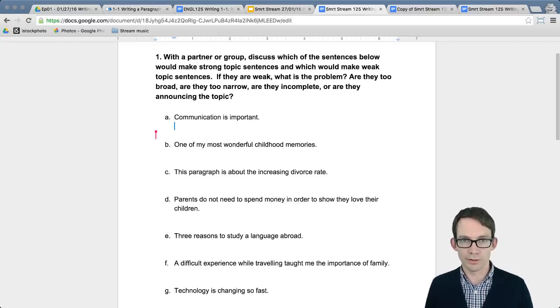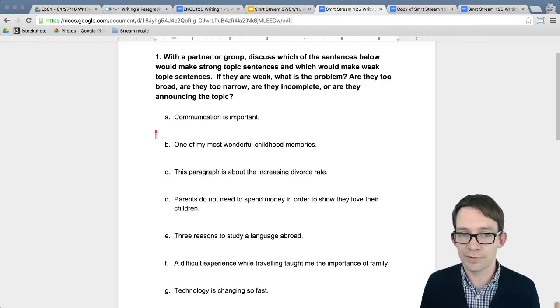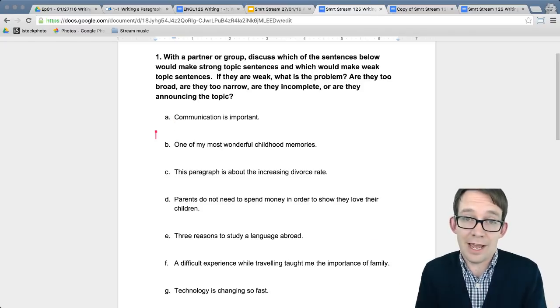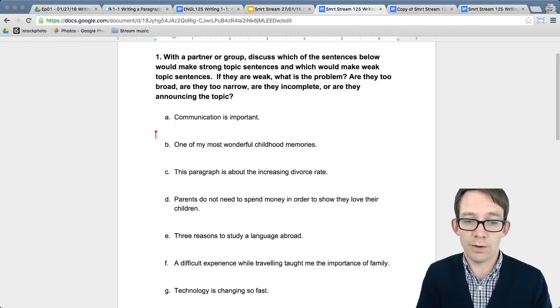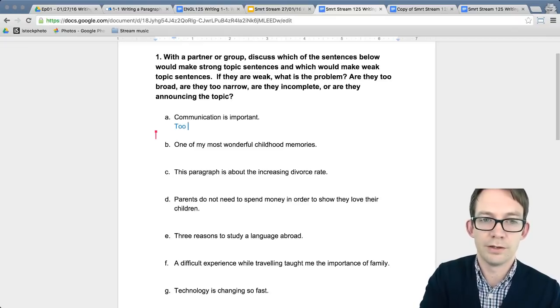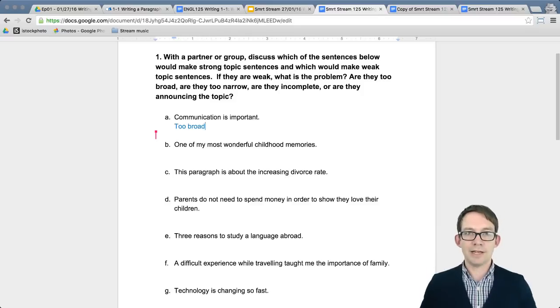Communication is important. Now, while this is true, a lot very similar to the studying is difficult, it's too broad of a sentence. There's too much to say about communication in one paragraph, so you have to get more specific. So I would say this one simply is just too broad. And that's all you have to do right now.